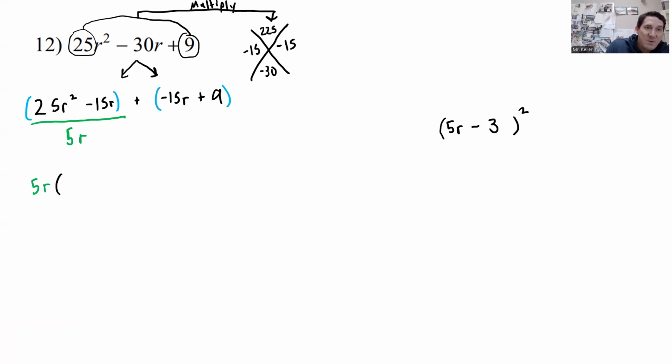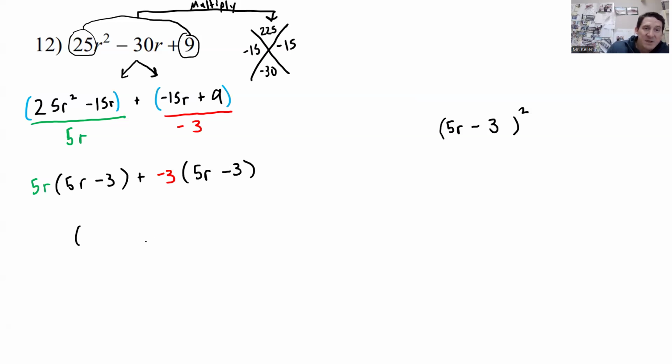When I divide that, 25 divided by 5 is 5. r squared divided by r is r. 15r divided by 5r is 3. So minus 3. Plus, largest thing that divides negative 15 and 9, it's 3. Since that 15 is negative, I need to divide by negative 3. So it'll be a negative 3 on the outside. Negative 15r divided by negative 3 is positive 5r. 9 divided by negative 3 is negative 3.